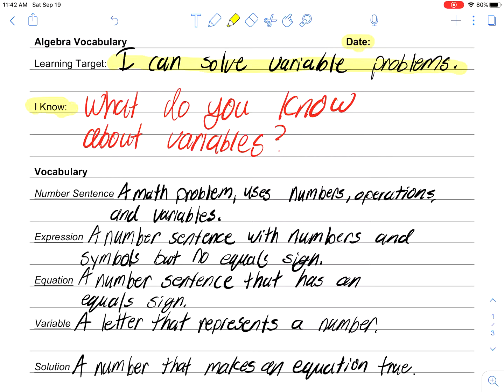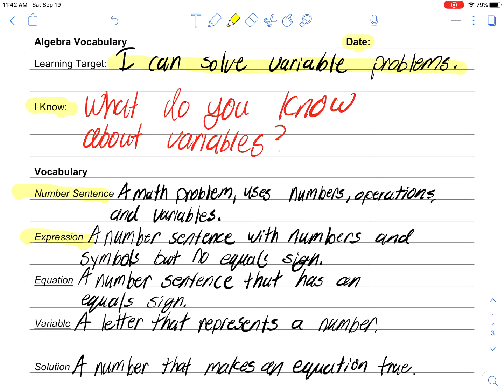Moving on to our vocabulary. Our first word is number sentence. A number sentence is a math problem. It uses numbers, operations, and variables. So anything that you would call a math problem or that you would see and you'd go, oh, that's math. Usually that is a number sentence. It might have numbers, it might have operations like add or subtract, and it might have variables like x, y, etc.